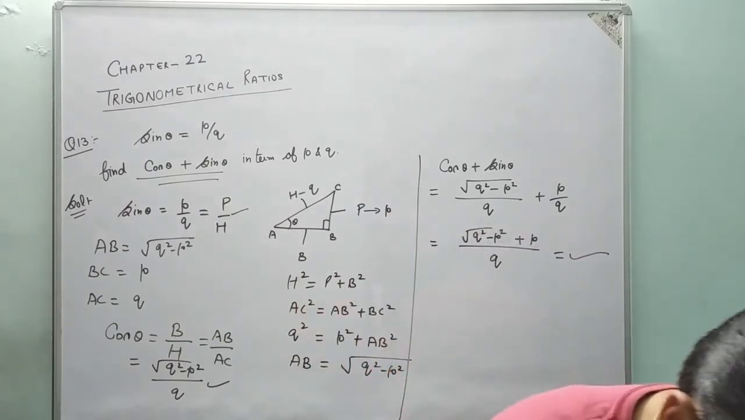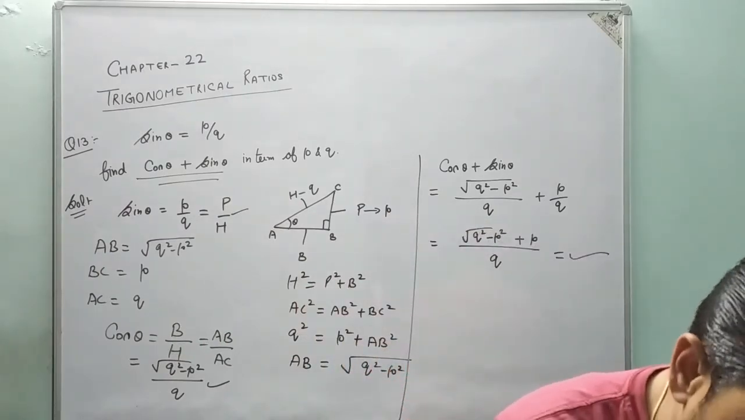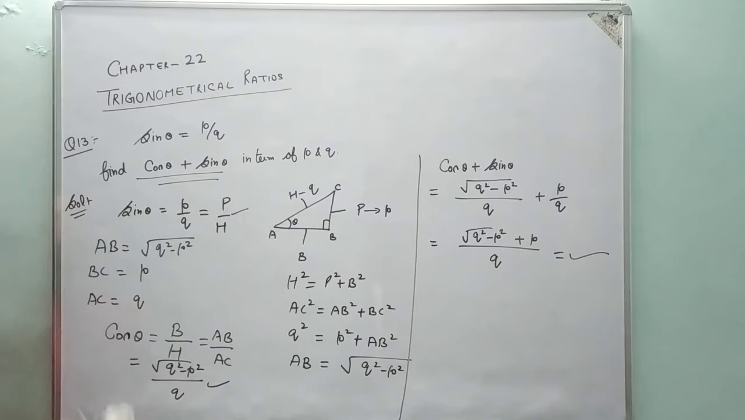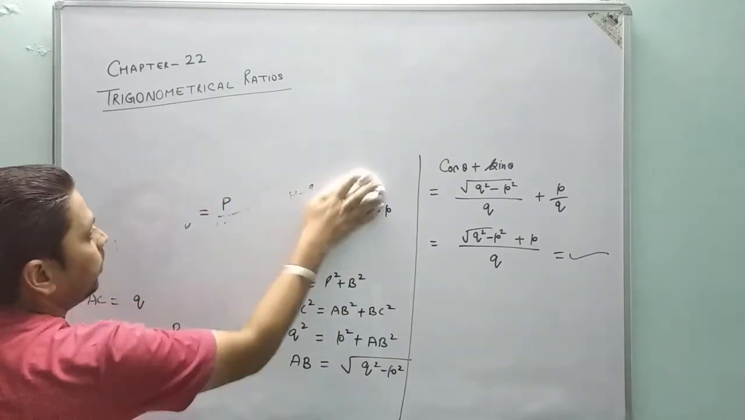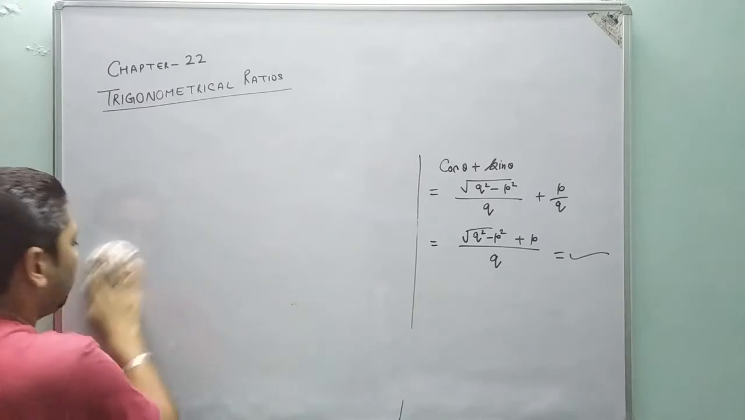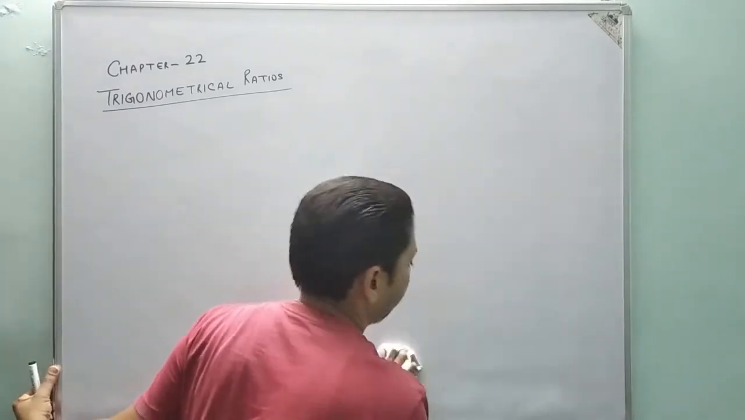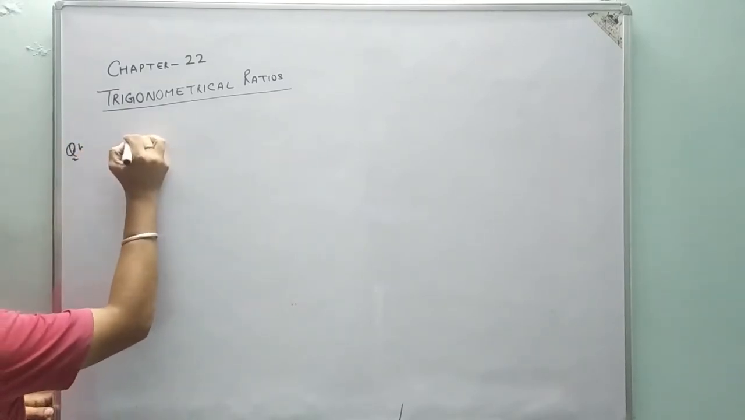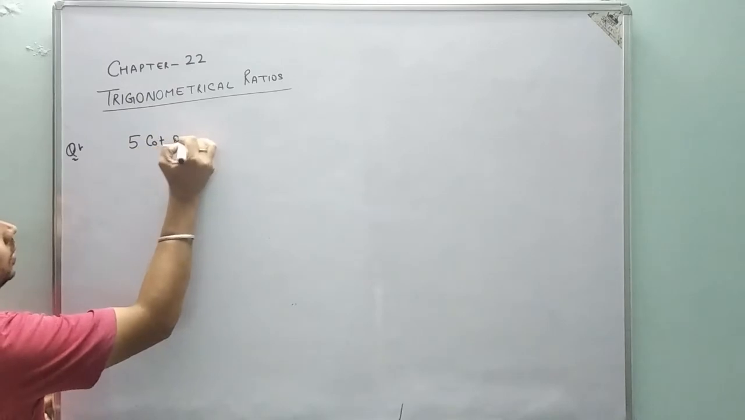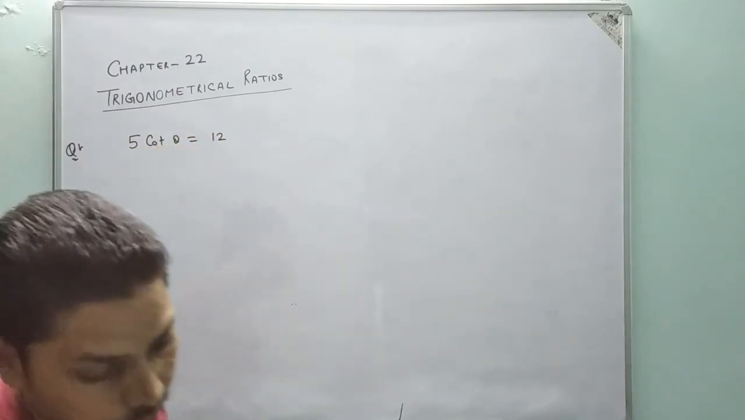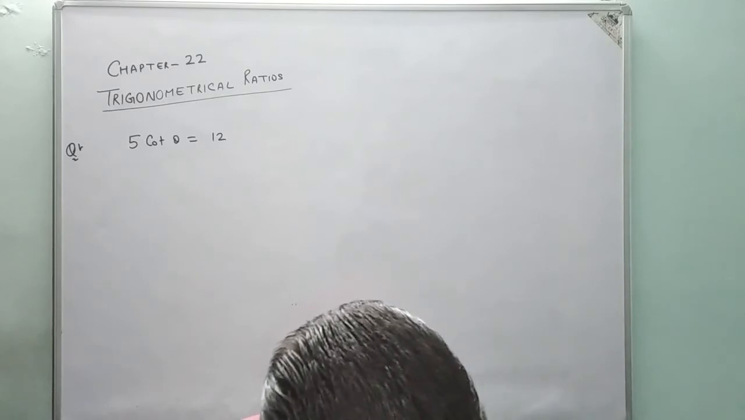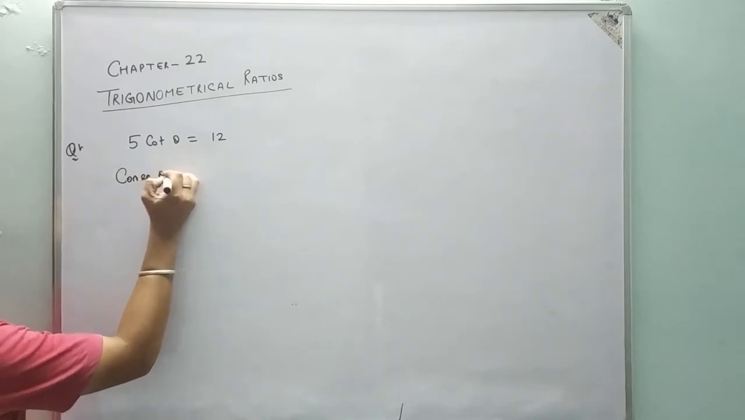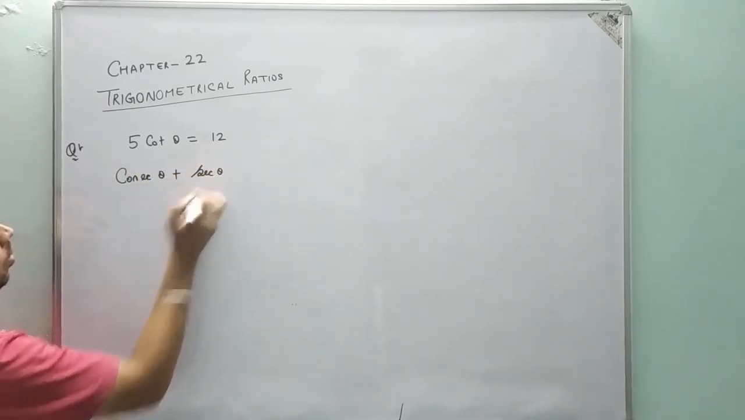Next question from your exercise: 5 cot theta is equal to 12, and we have to find the value of cosecant theta plus secant theta.